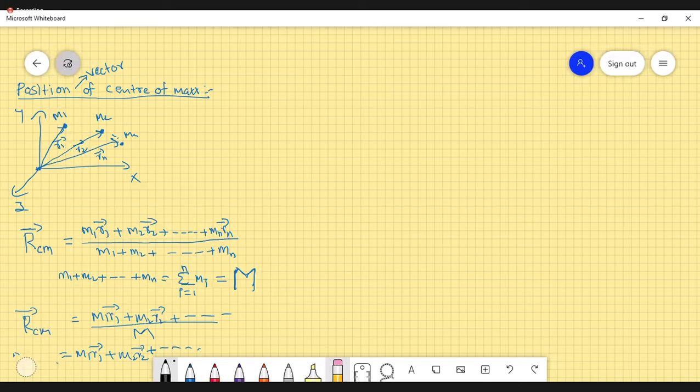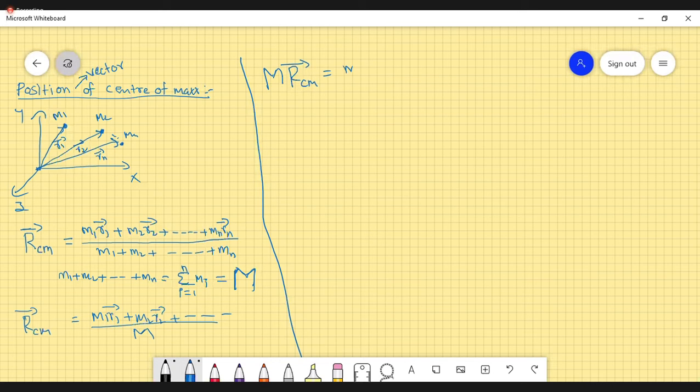So this is the position vector of the center of mass, that is R_CM equals m1 r1 and so on divided by M, where capital M is the total mass. Sending M to the other side, finally you will get M R_CM equals m1 r1 plus m2 r2 plus and so on. So this is the vector equation of the center of mass.